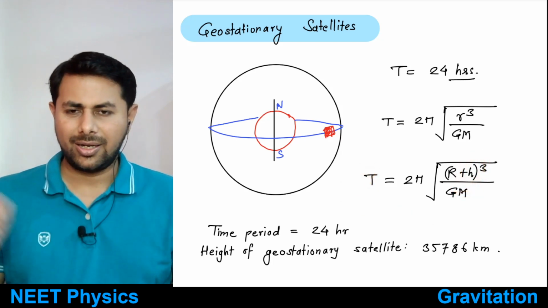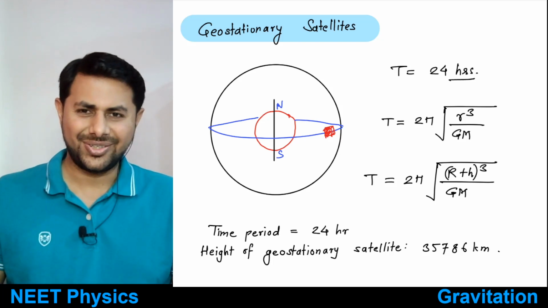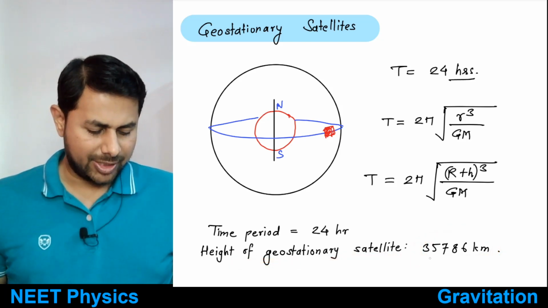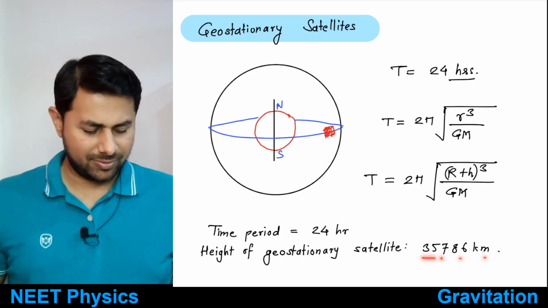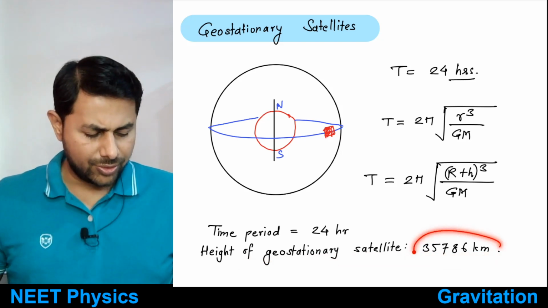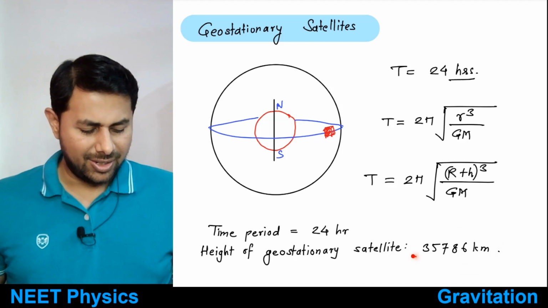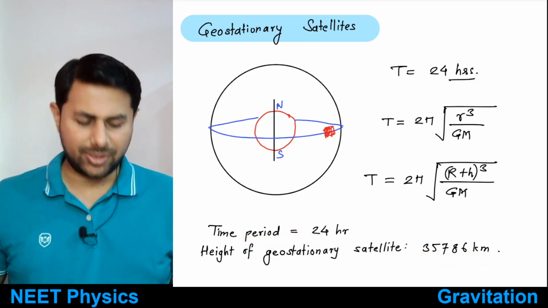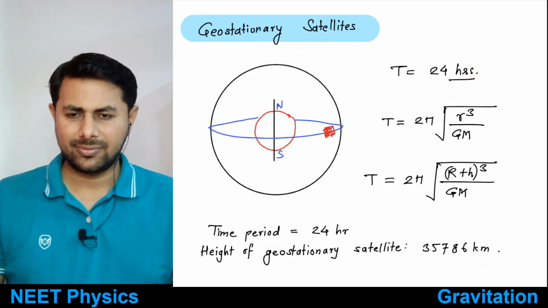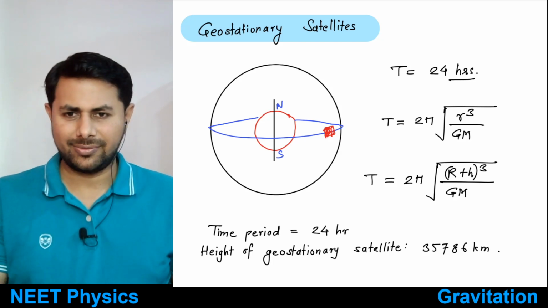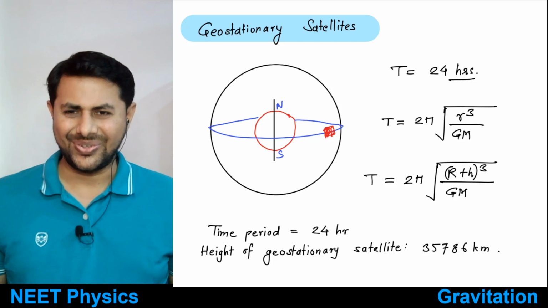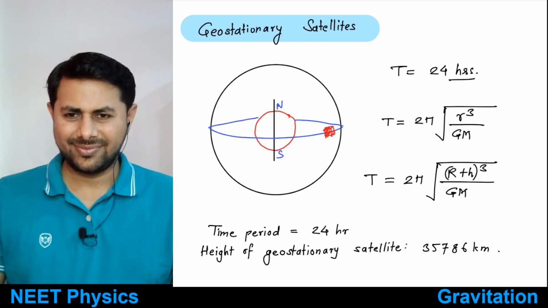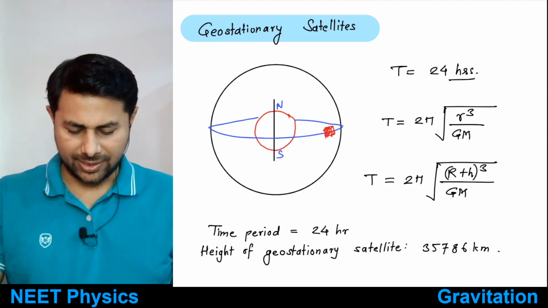So a geostationary satellite cannot revolve around Earth from any height. Its height is fixed. The height of the geostationary satellite is 35,786 kilometers. You don't even need to remember this number. From this topic, we just need to remember that the time period of a geostationary satellite is 24 hours, and its height would be fixed. So there is nothing much in this topic. Even if it is deleted, it doesn't make any difference. All right, so this is the geostationary satellite.